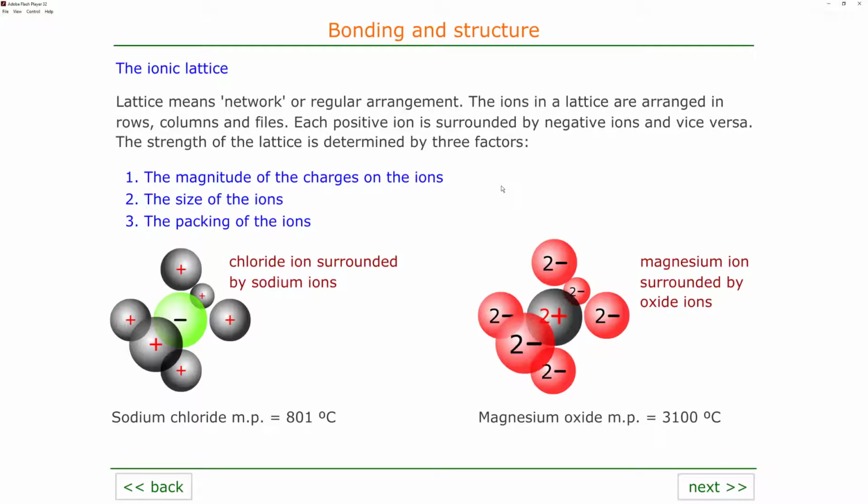So our ionic lattice, then, has negative ions surrounded by positive ions surrounded by negative ions. The strength of the lattice is determined by the magnitude of the charge and the size, or the ionic radius, of the ions. There is a third factor, which is the packing of the ions, but this isn't covered by the IB syllabus, so I'm not going to go into it.